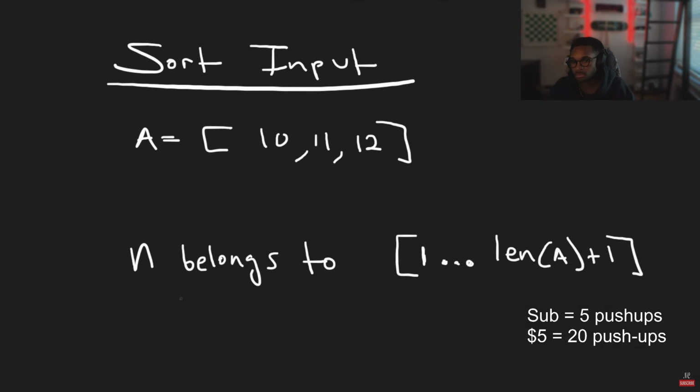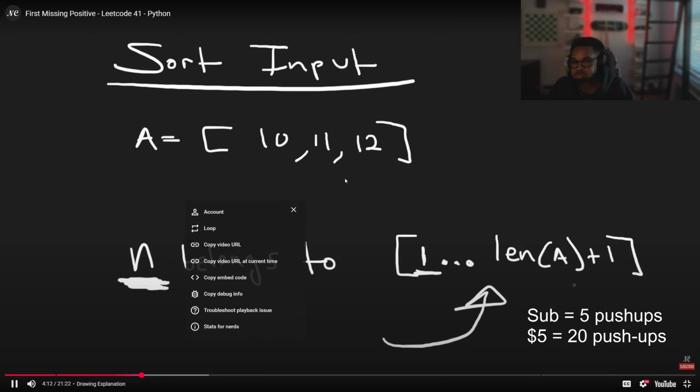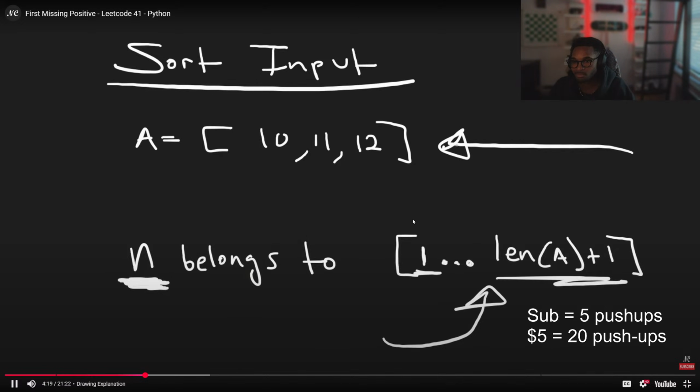So basically what I'm saying here is no matter what our input array is, no matter what the values in it, the answer, our result, n, the smallest missing positive integer, is going to belong to the set between 1 and length of the array plus 1. That's pretty obvious, right? That's mathematically obvious, right? We could not have a smallest missing positive integer that would be larger than this.